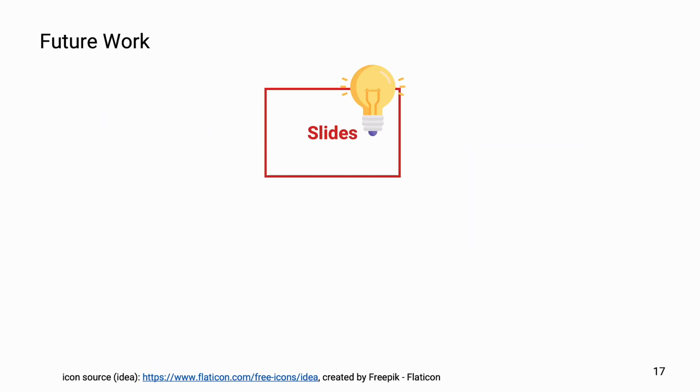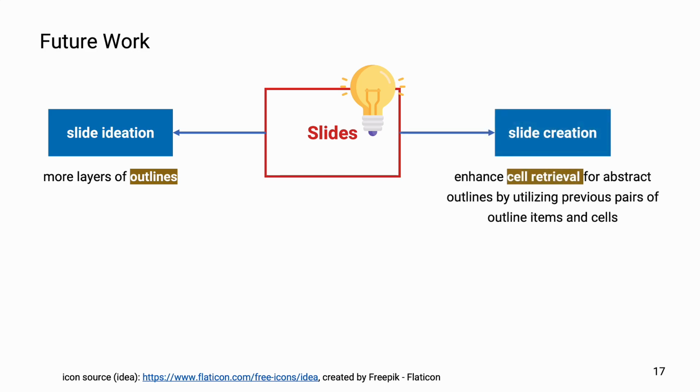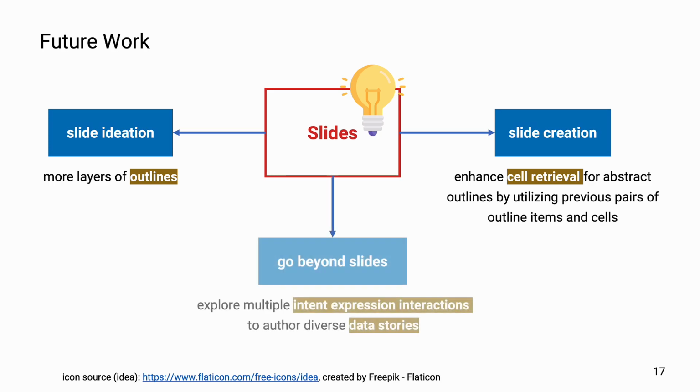From our user study, several potential future directions emerged for exploration. For slide ideation, more layers of outline could be supported. For slide creation, AI's comprehension of abstract outlines could be enhanced by utilizing previous pairs of outline items and cells. Additionally, future endeavors can extend beyond slides to explore multiple intent expression interactions, such as outline, selection, sketch, to author other types of data stories like data video, infographics.